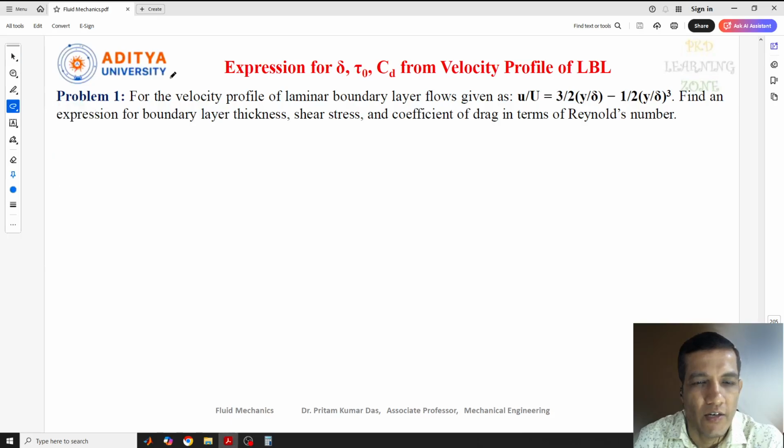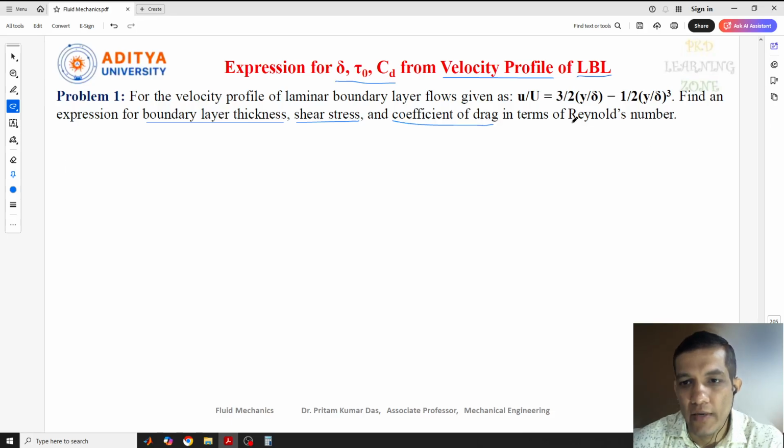In this lecture, we'll derive equations for boundary layer thickness, shear stress and coefficient of drag. These expressions will be derived from the velocity profile of a laminar boundary layer. The velocity profile will be given, and we need to derive the expressions for these three terms: boundary layer thickness, shear stress and the coefficient of drag.